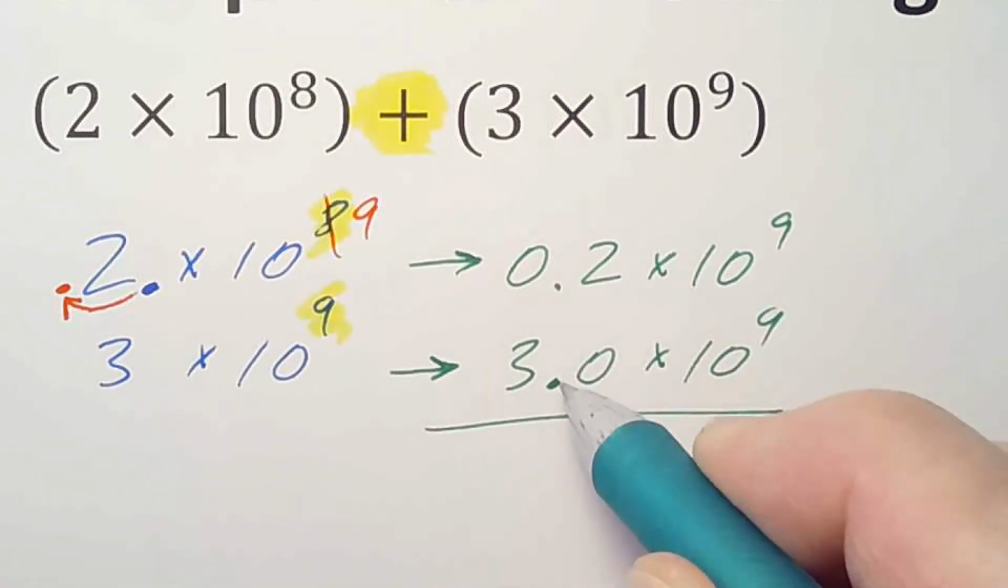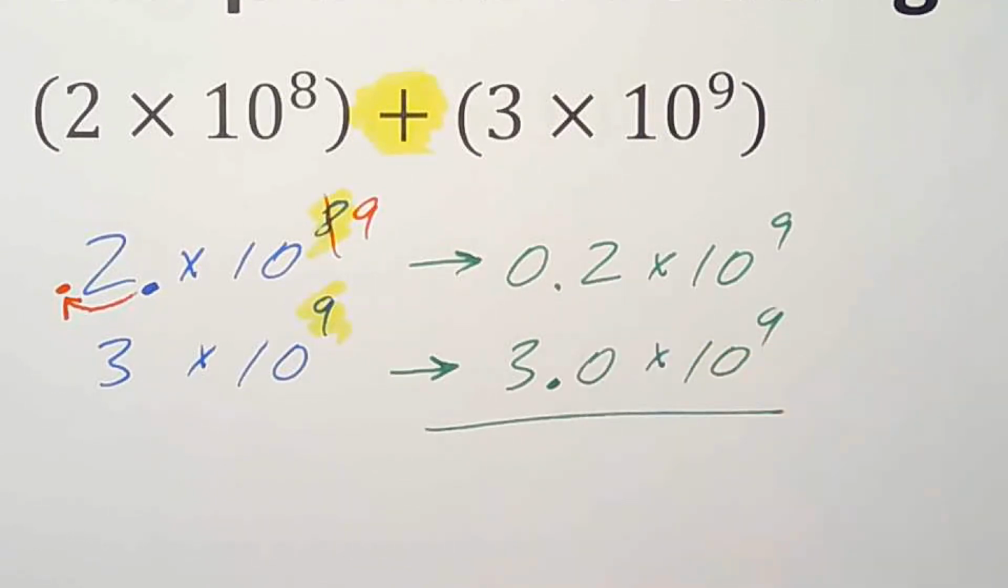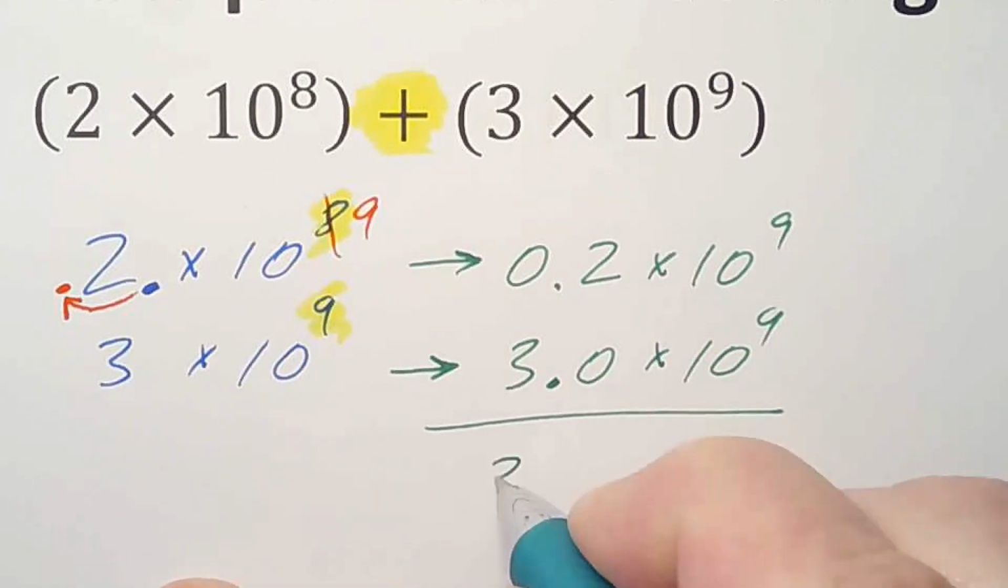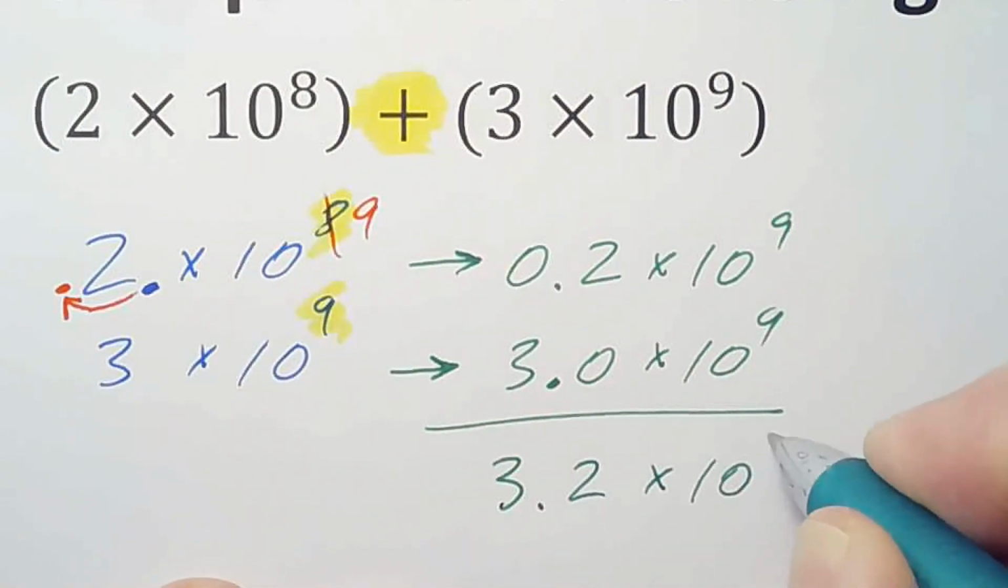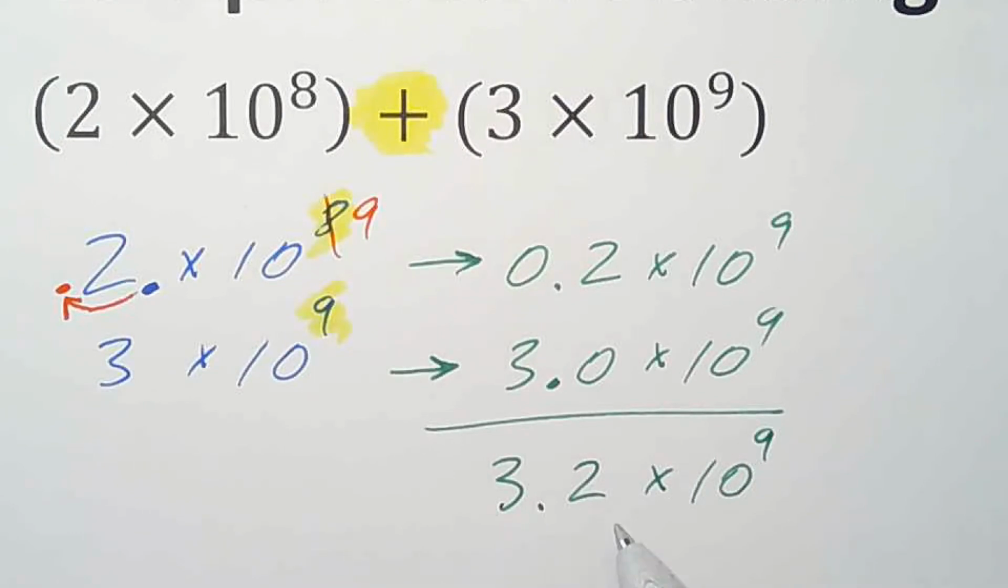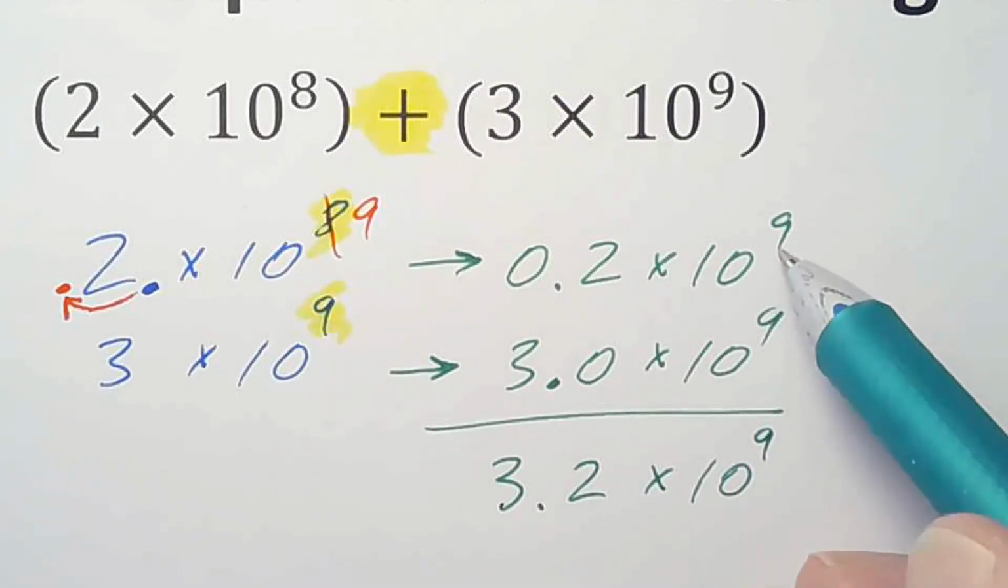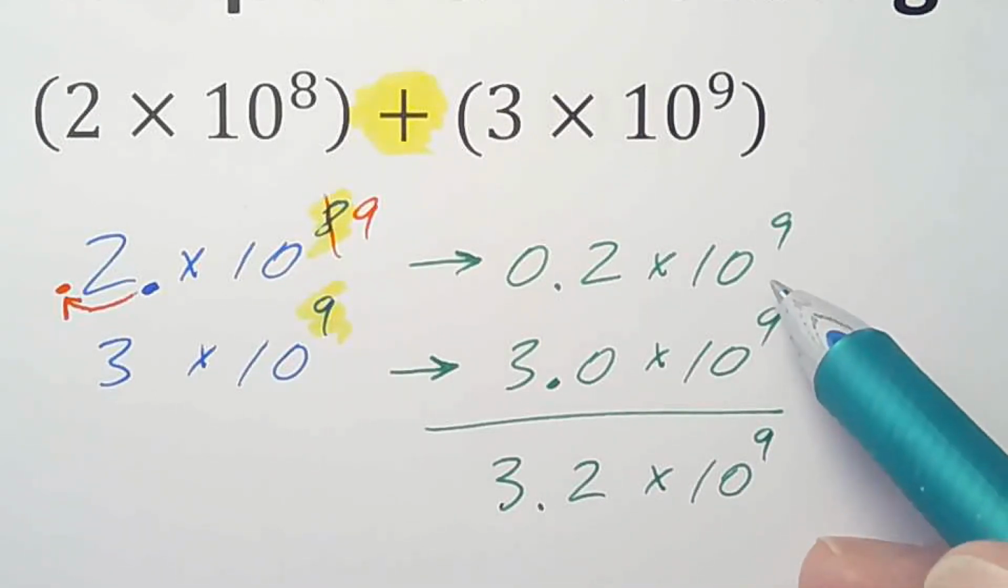Again, really important, I've got the decimal points lined up. So when I do that, I end up with 3.2 times 10 to the 9th. That would be my answer, 3.2 times 10 to the 9th. Again, super critical that the exponents were the same.